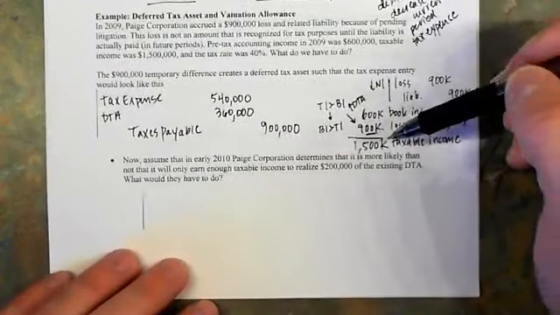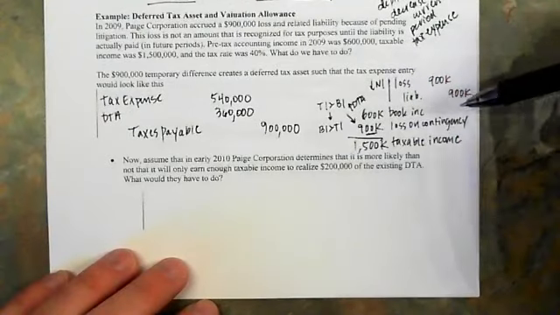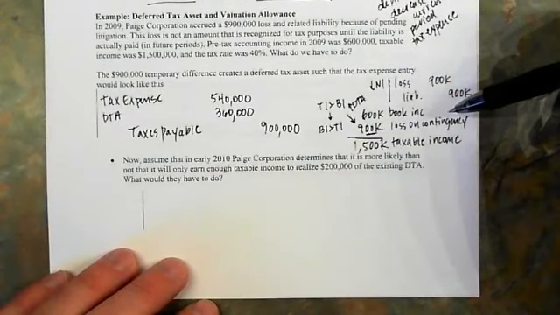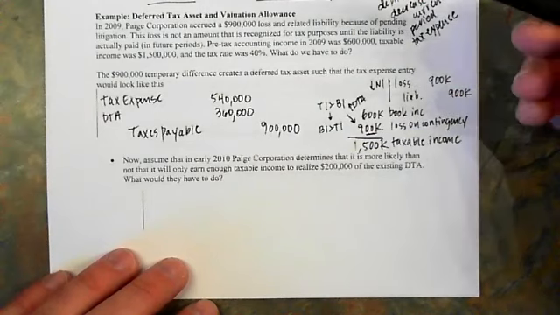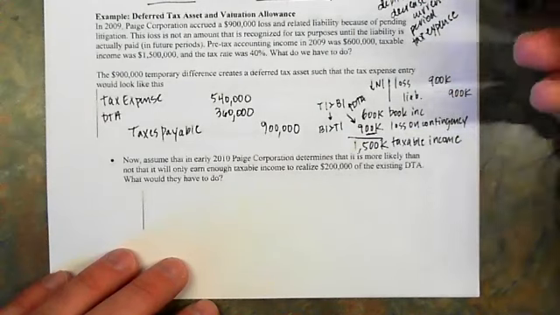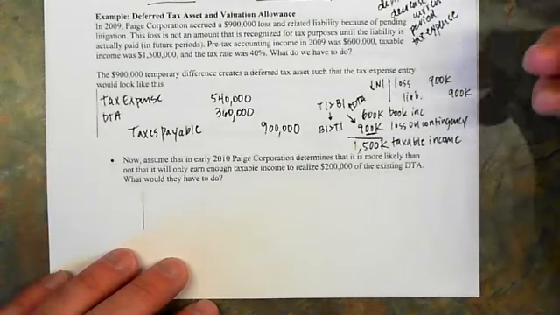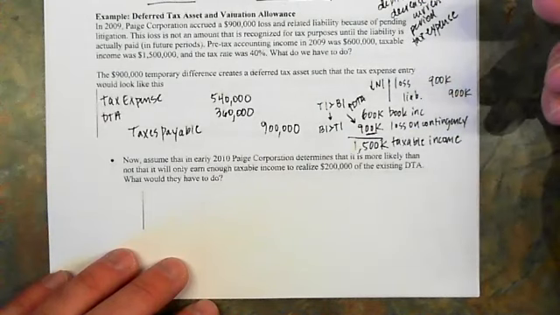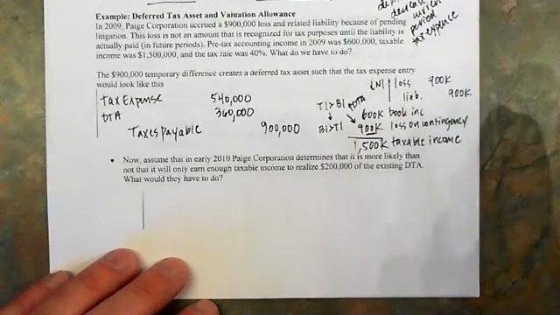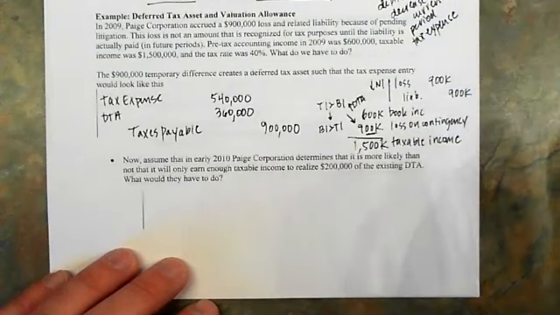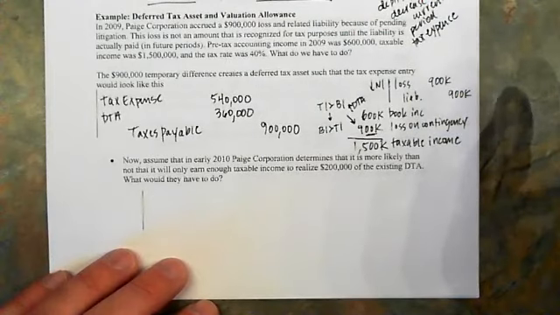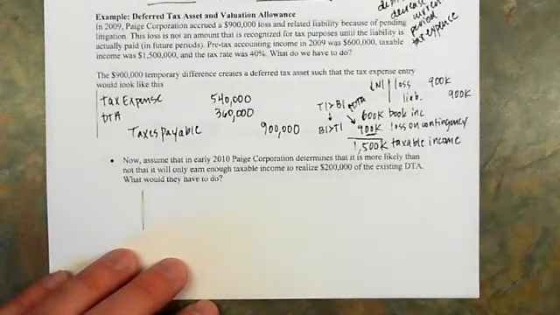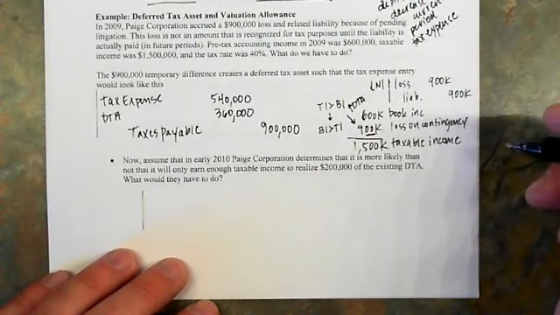So now assume that Page Corporation determines that it is more likely than not it will only earn enough taxable income to realize $200,000 of the existing DTA. What has to happen? Now they're looking out in the future and saying, I don't see us actually being able to use all of this, right? So we have to make a reduction to it.